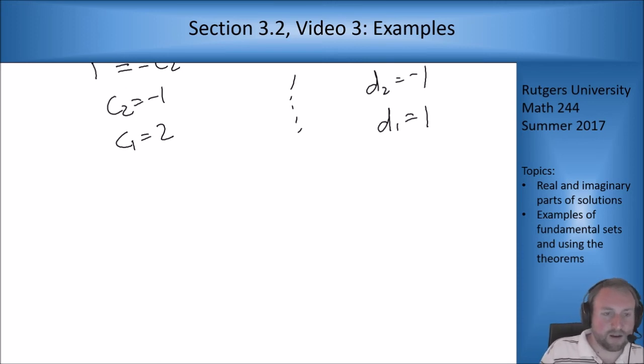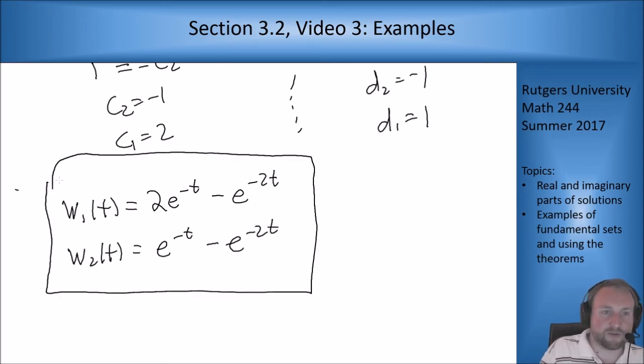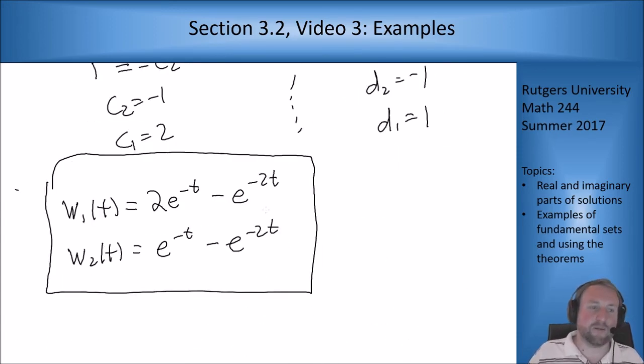Good. I get my W1 of t is going to be 2 e to the minus t minus e to the minus 2t. And my W2 of t is going to be e to the minus t minus e to the minus 2t. Because I just plugged in C1 and C2, D1 and D2 for their places above, right in this equation right here. So this gives me a fundamental set of solutions that is, the first one is 1 at 0 and its derivative is 0. The second one is 0 at 0 and its derivative is 1. This is the special fundamental set of solutions that are described by the theorem in the book. All right, so there's our first example.